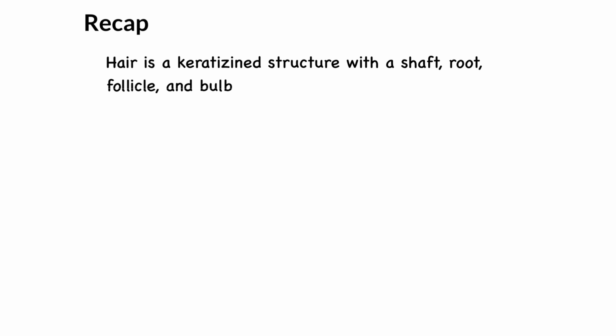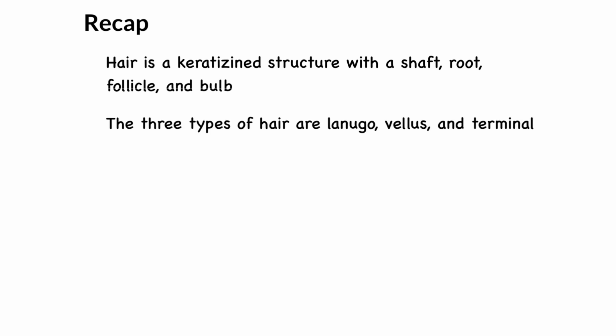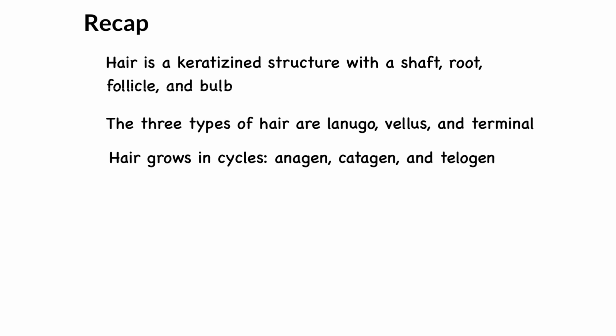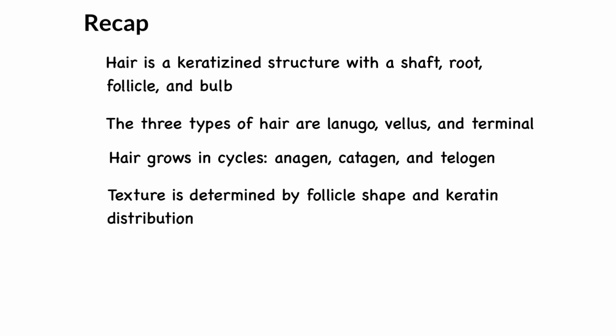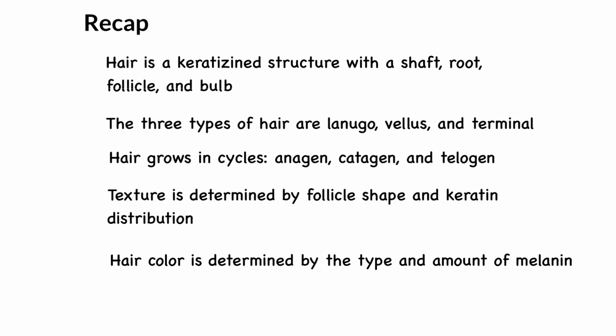Let's do a quick recap of what we've learned. Hair is a keratinized structure with a shaft, root, follicle, and hair bulb where we find the matrix and those actively dividing cells. The three types of hair are lanugo, vellus, and terminal. Hair grows in cycles: anagen, catagen, and telogen. Texture is determined by follicle shape and keratin distribution. Hair color is determined by the type and amount of melanin: eumelanin for brown-black and pheomelanin for red-yellow.